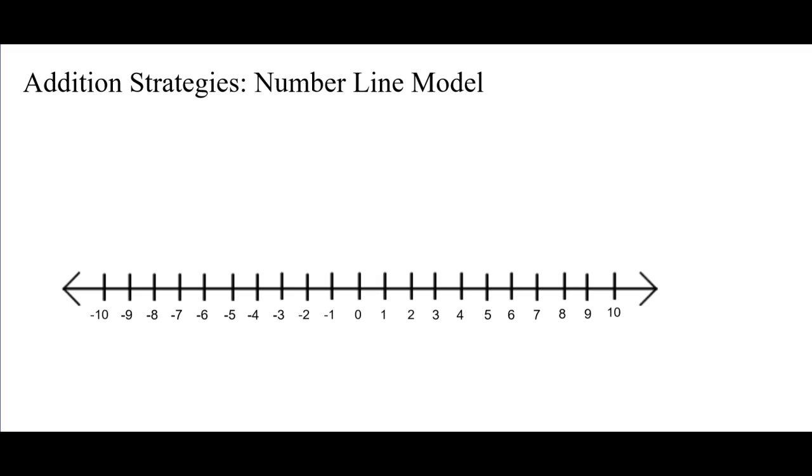Then we have the number line model. Now this number line model has negative numbers to it because it was pasted in here from the Smart software. But right now we're just going to talk about the natural numbers. So let's suppose we had 3 plus 4 right here.